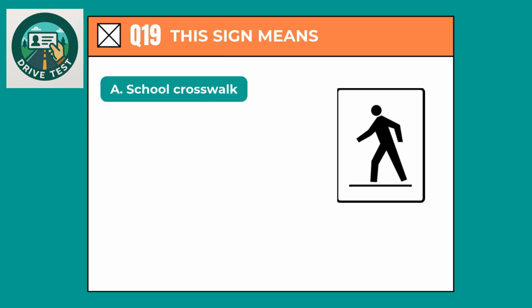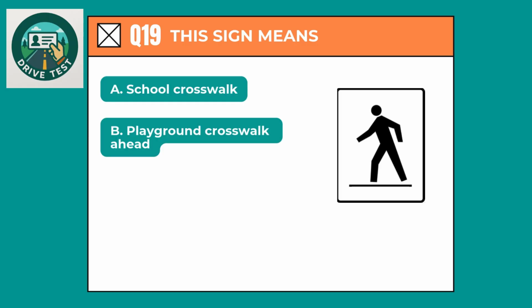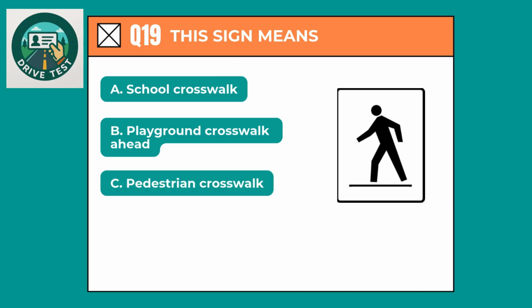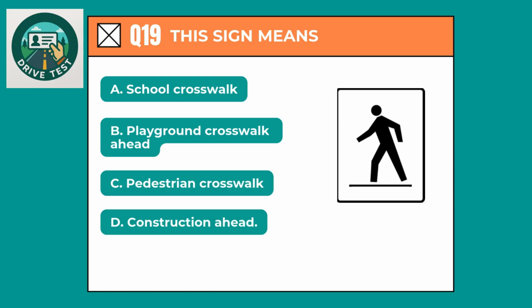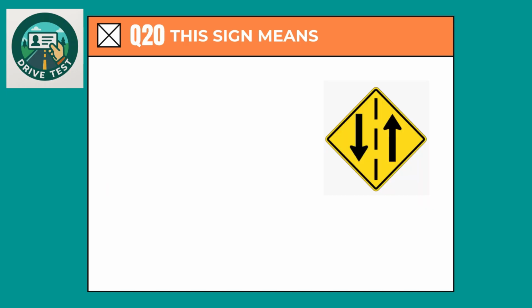Question 19. This sign means: A. School crosswalk. B. Playground crosswalk ahead. C. Pedestrian crosswalk. D. Construction ahead. The correct answer is C. Pedestrian crosswalk. Watch for pedestrians crossing.